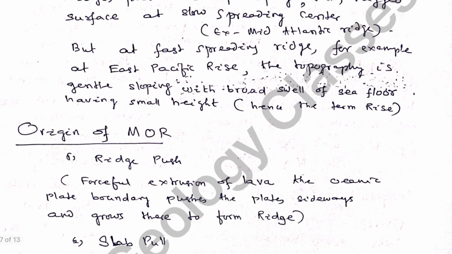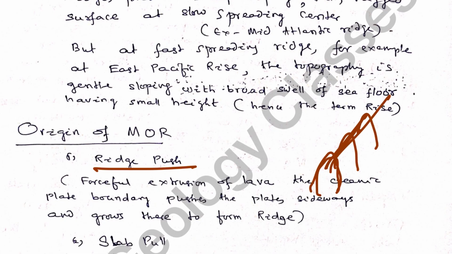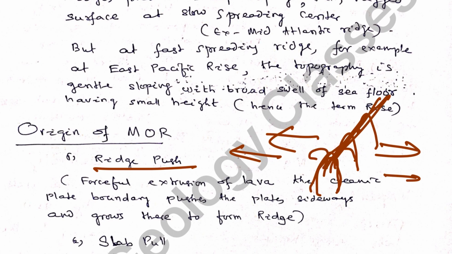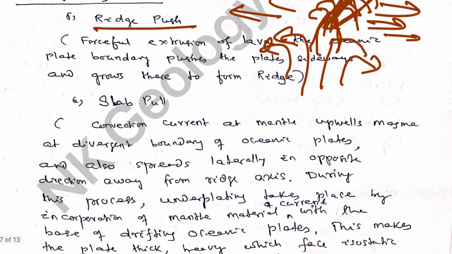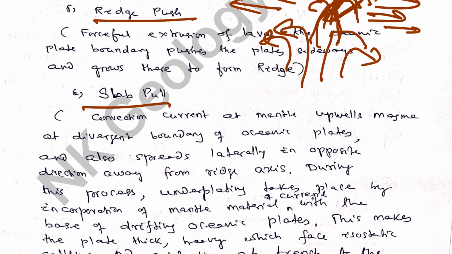So what are the different causes that are responsible for the origin of the mid-ocean ridges? The causes are the ridge push. The new material is being erupted along the ridge. So the two plates, lithospheric plates, are pushed sideways, making room for accumulation of the volcanic material or the lava material to form new crust at the MOR. So pushing will be there by forceful extrusion of lava. That is ridge push.